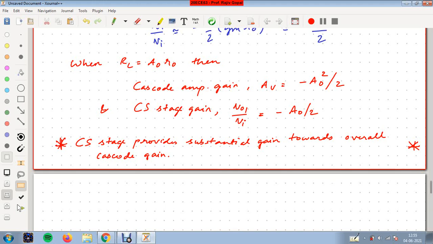And by the way, this A naught times R naught is a very large value for a load resistor. So the more load resistor you have, the more problems you will get. That we'll see when we do the frequency analysis of this.